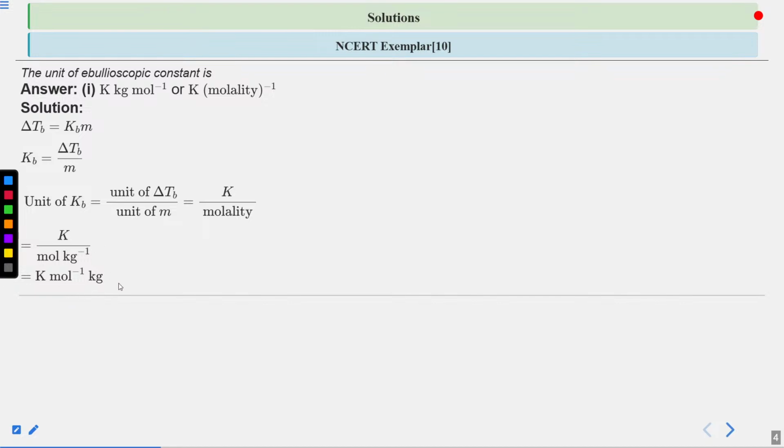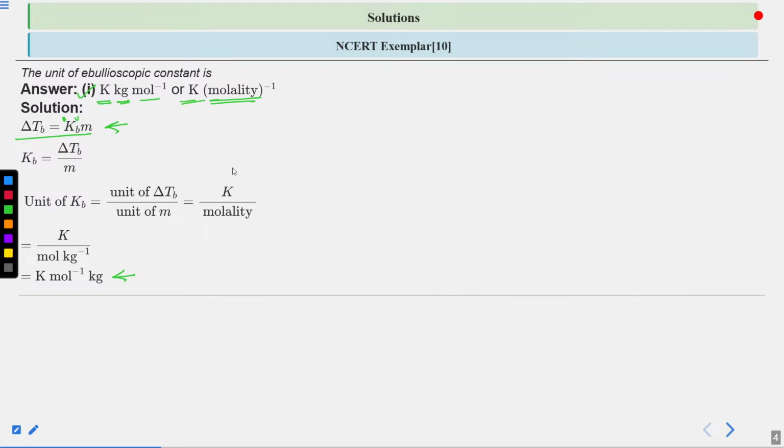So the final unit we are deriving from this relation of boiling point elevation for the Kb is Kelvin mole inverse kg, or you can also say Kelvin molality inverse. Okay, so this is the unit conversion, and we just applied the boiling point elevation relation and found the unit of the ebullioscopic constant, which is Kb. Hence, the correct answer is our first option, which is Kelvin kg mole inverse or Kelvin molality inverse.